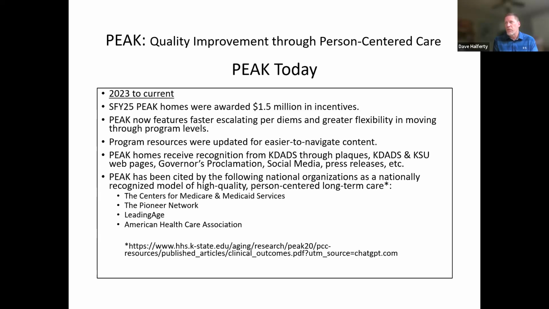In terms of resources, from the very beginning, the department partnered with the Center on Aging at K-State to develop resources to help educate providers about what person-centered care was, what culture change was, and how to go about implementing it. Those materials have evolved tremendously over the last 15 years or so. Now you have really well-developed resources and easy-to-navigate content available to you. That was really important and helpful.